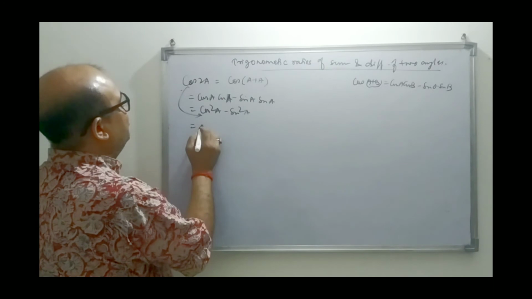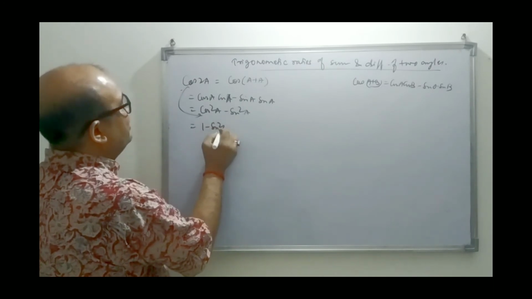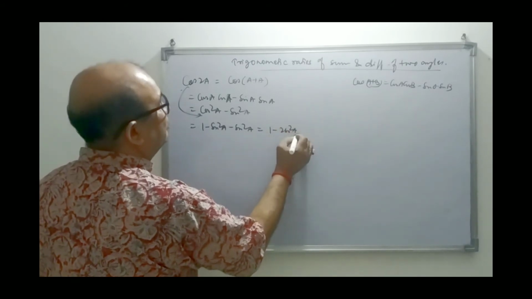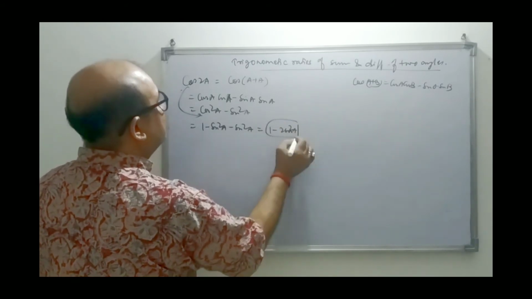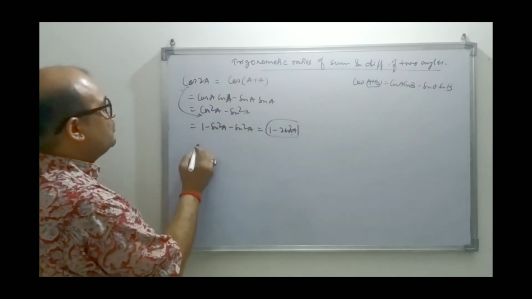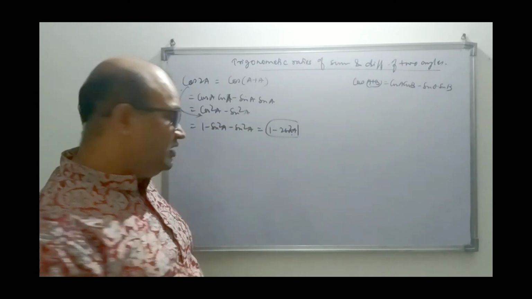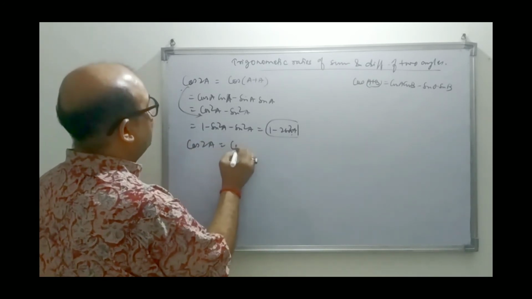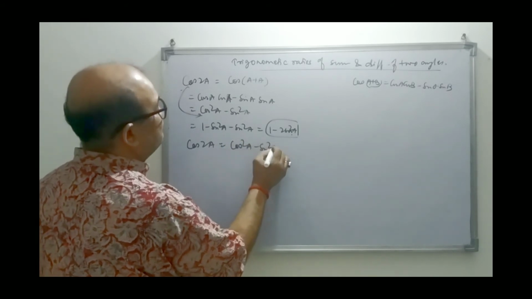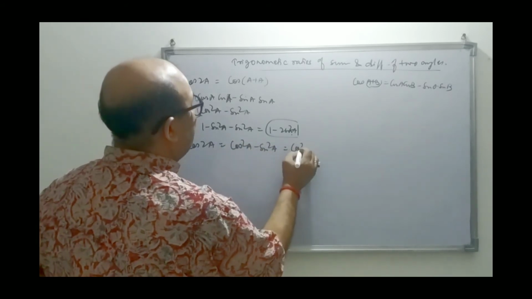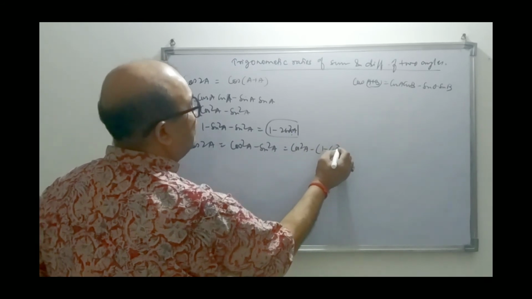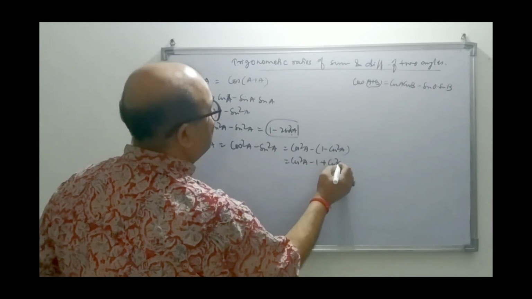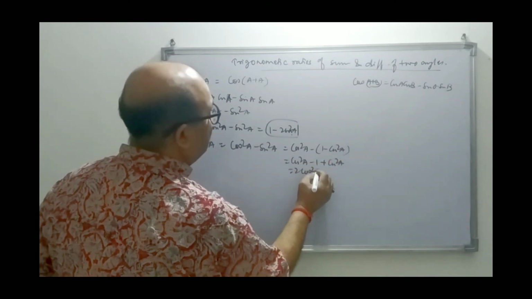This cos 2A, we can write it as cos square A minus sin square A. Cos square A is 1 minus sin square A, minus sin square A. What I got is 1 minus 2 sin square A. Now this sin square A can be turned into cos square A. Cos 2A equals cos square A minus sin square A. Sin square A can be converted to 1 minus cos square A. So I got cos square A minus 1 plus cos square A, that is 2 cos square A minus 1.